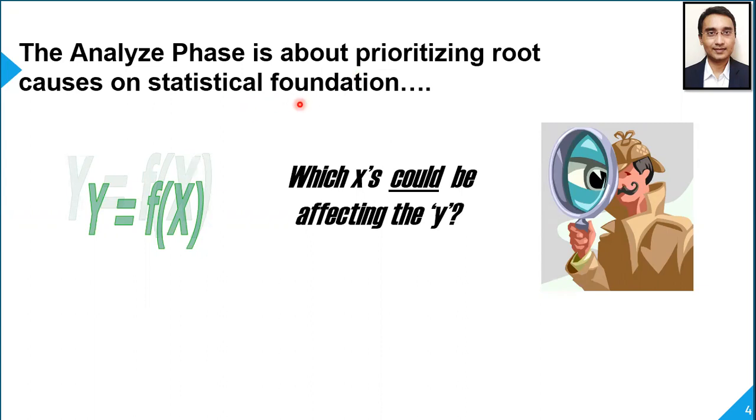And why is it important? Because statistical foundation is relatively more accurate than CI matrix based prioritization. But we have to first of all do the CI matrix based prioritization for data collection. And once we collected the data in the Measure phase, we'll take that data and put statistical testing on it, and we'll find out highly critical, equally accurate causes, which will definitely have impact on the Y. Let's go ahead and try to understand it further.